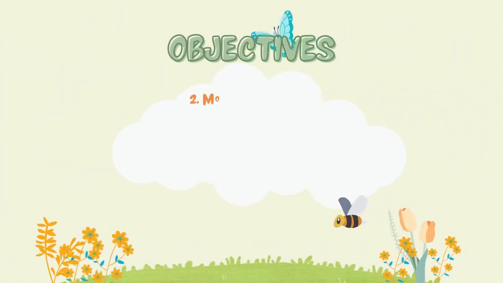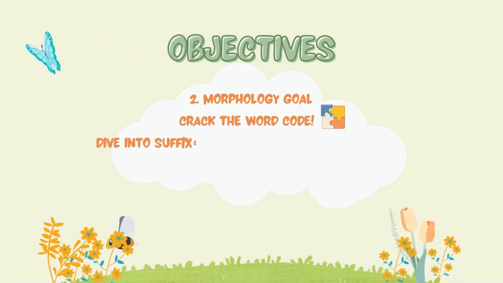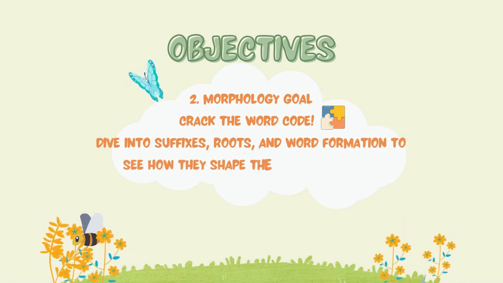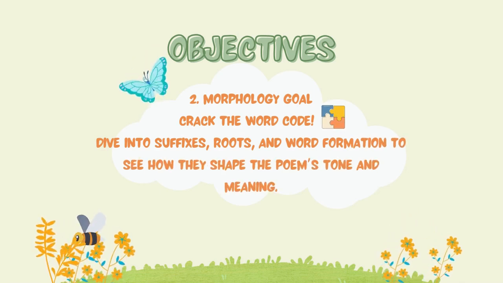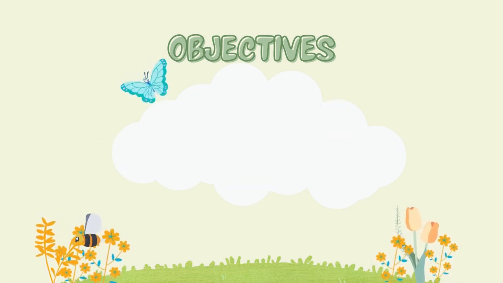And the second, we will jump into morphology. It's like cracking a word code. We will look at suffixes, roots, and how words are formed to see how they add to the poem's tone and meaning. But before we jump into those, let's take a moment to understand the meaning of A Poison Tree.